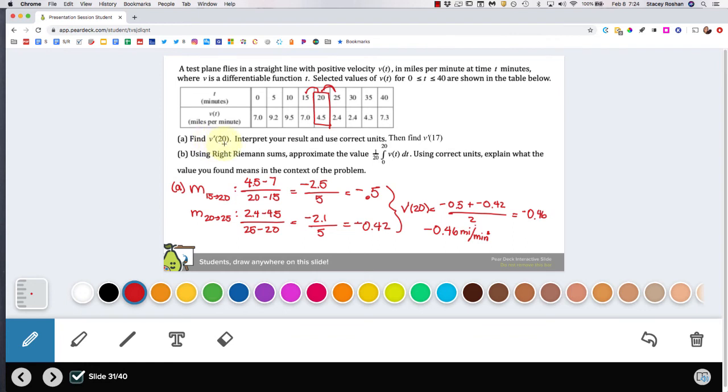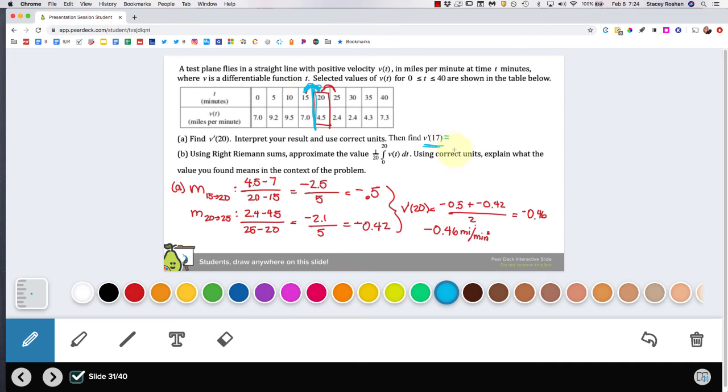Now, if I want to find v prime of 17, I'm going to do that in blue. 17 there is in between these two. So the best we can do is to just use 20 and 15. You see that? Because 17 is right in the middle here and I don't have two sides. I don't have 17 represented at all. So the best I can do is use the two closest values.